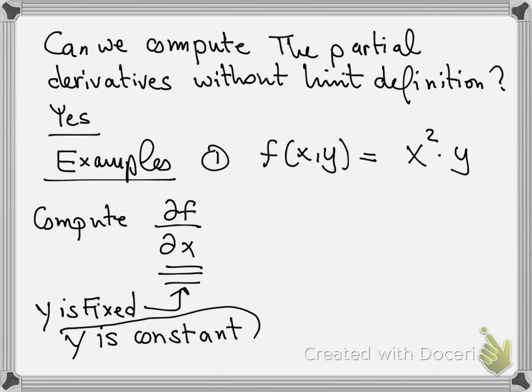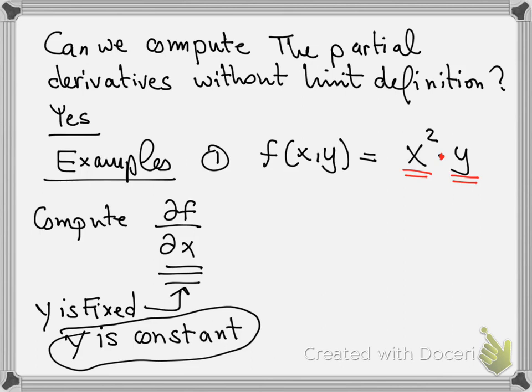So you need to consider y as a constant. If you want to compute the derivative of f with respect to x, you consider y as a constant. So here we have x squared times y. This is a product of two functions, a multiplication.